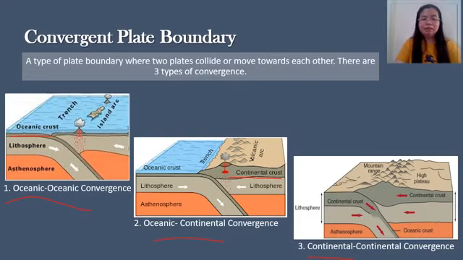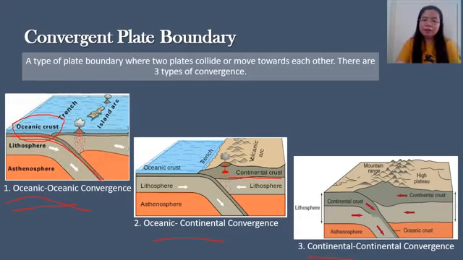Let's take a look at the first type of convergence. So we have two oceanic crusts colliding. There's one important process happening here. If you have an older oceanic crust, since it's older, it is denser. So when it collides with another oceanic crust, it will move downward. The plunging of that crust beneath another crust is called the subduction process.